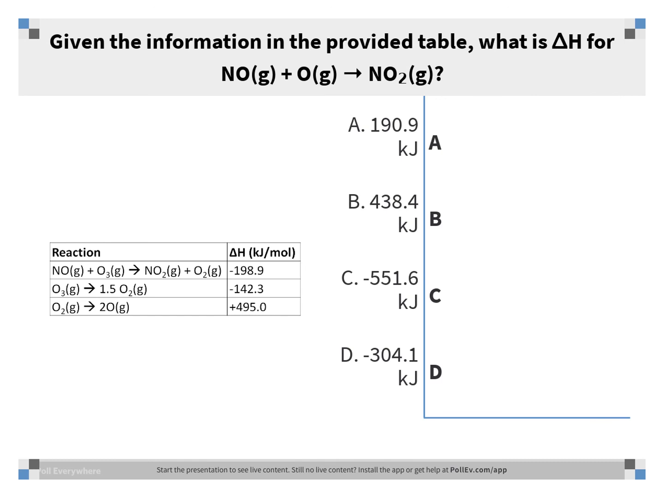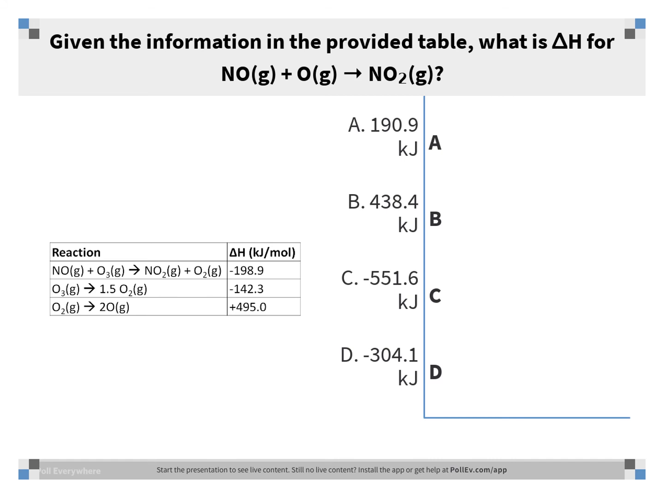The correct answer is D, negative 304.1 kilojoules. So the first equation is actually fine as is. It has NO and NO2 in it, and both of those have a coefficient of 1, which is what we want in our final equation that we're trying to build, and they're both on the correct side of the equation. So we're going to leave reaction number 1 alone.